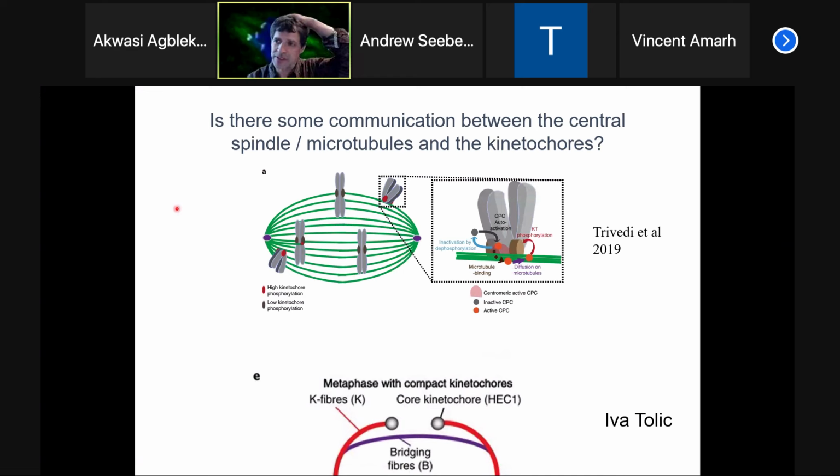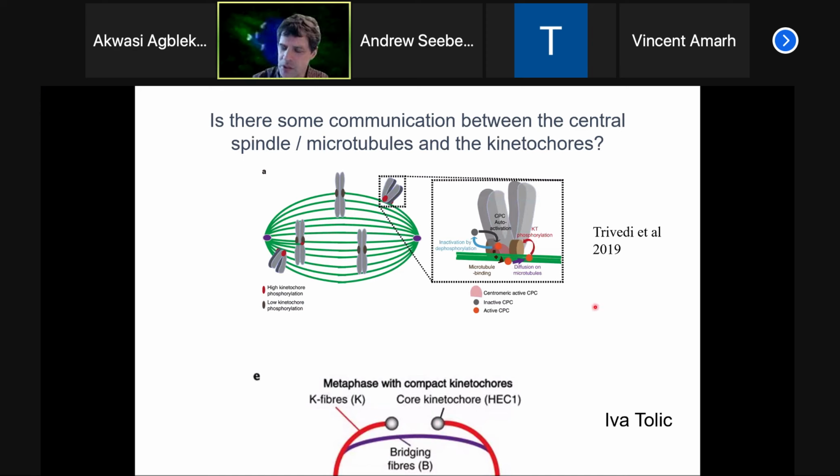There's actually some evidence out there that this is important. Trivedi et al. in the Stukenberg lab, much of our thinking actually came from their lab, because they proposed that CPC on the microtubules is the thing that phosphorylates kinetochores. And so they have a whole mathematical model, which I barely understand, that describes how microtubule-associated CPC phosphorylates kinetochores. I really need to try to figure out this model more.